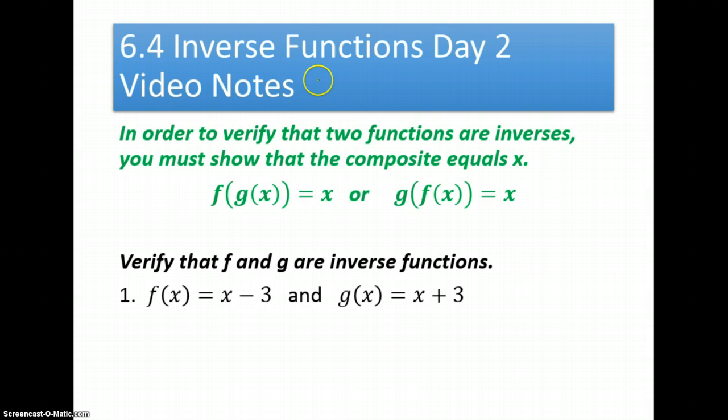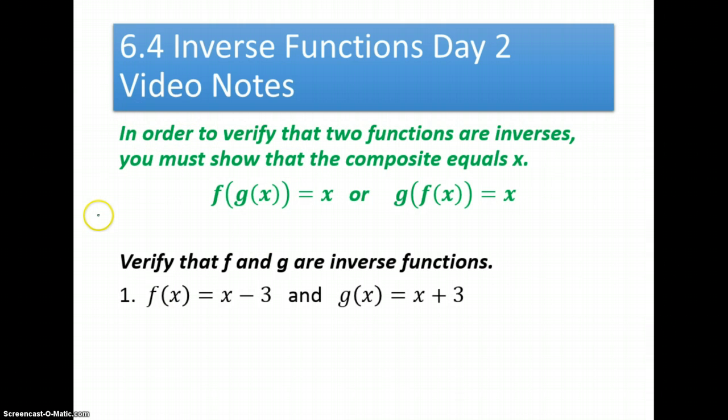So you have to understand the directions and what the directions mean and what you need to do. So here I have either you can show f of g of x equals x or g of f of x equals x. Either one of those will verify that functions are inverses. So when we look at number 1, it says verify that f and g are inverses. Notice that it doesn't say show the composite equals x. You need to know that the directions verify that f and g are inverses means show this right here.